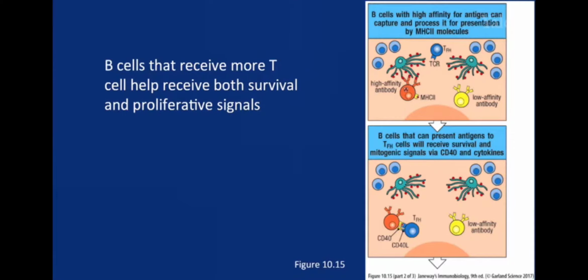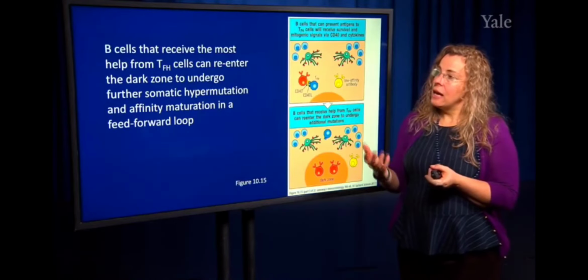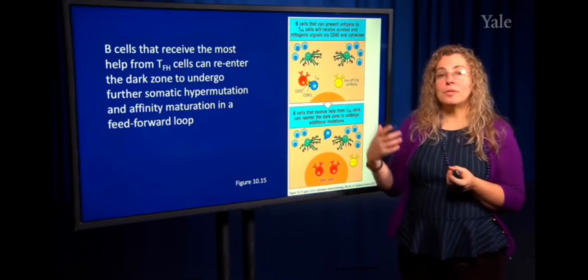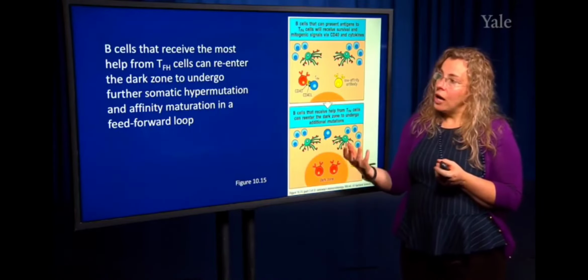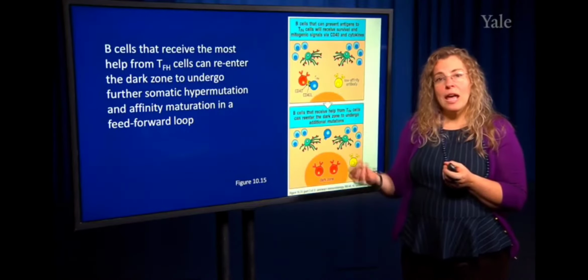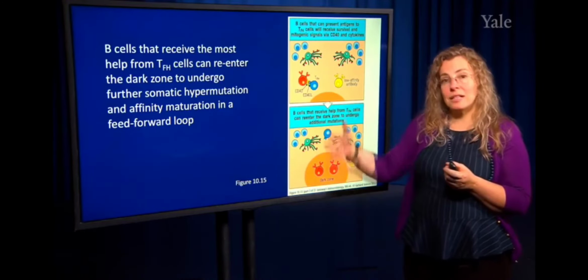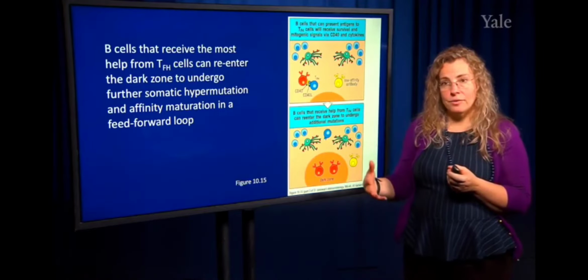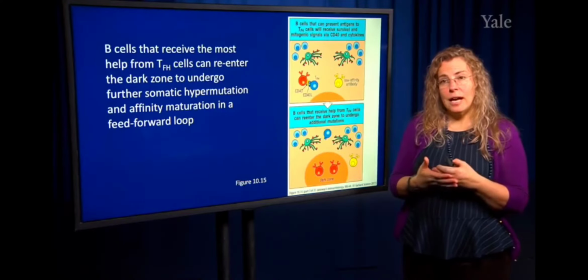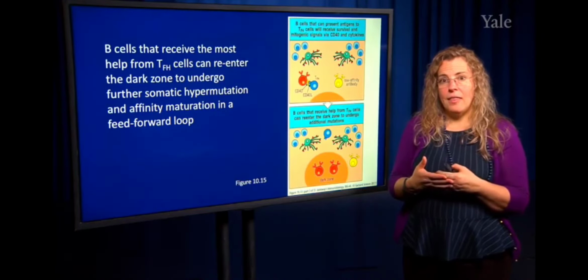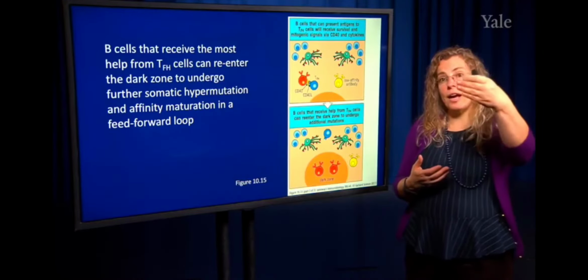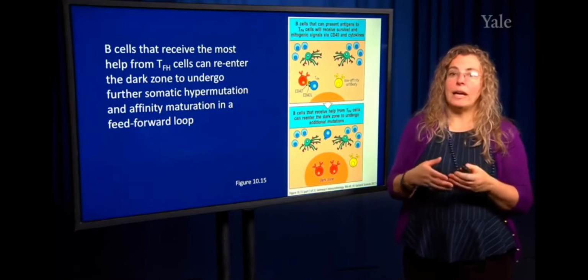And the B cells that receive the most help go on to re-enter the dark zone, and they go through a whole other round of mutation, and the process continues for several rounds. And the goal is to select for antibodies that have a higher and higher affinity for that one antigen, and to eliminate the cells that don't.